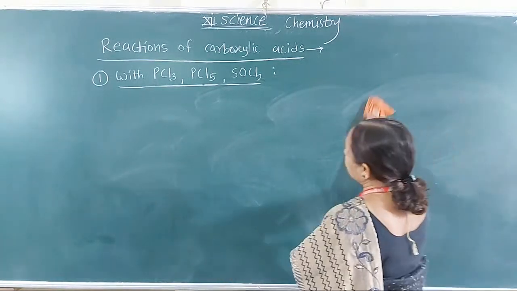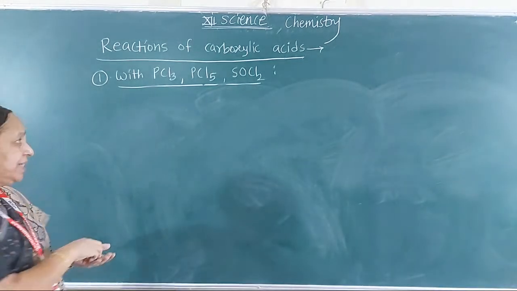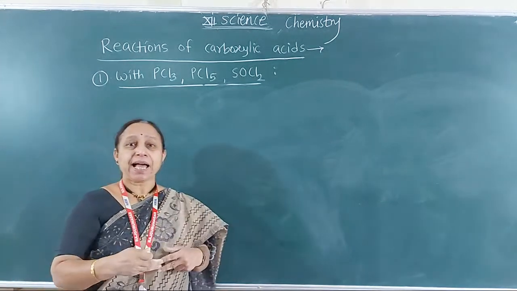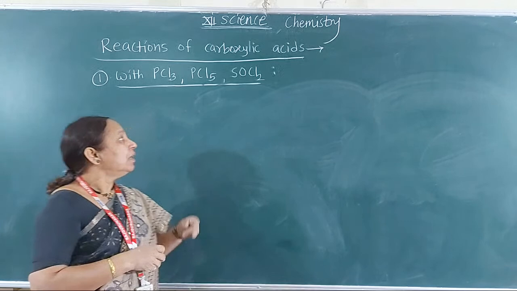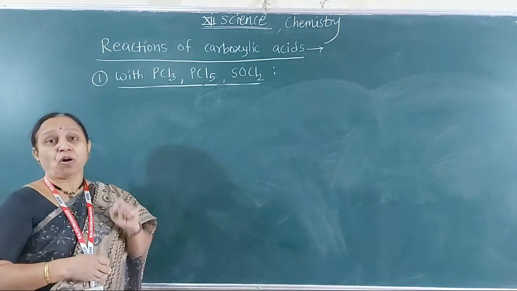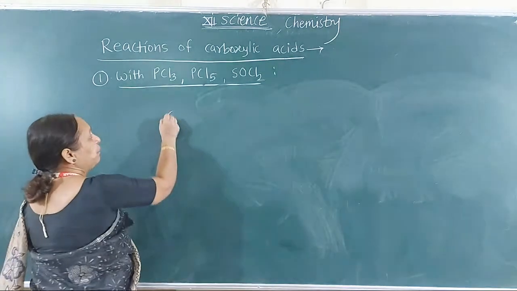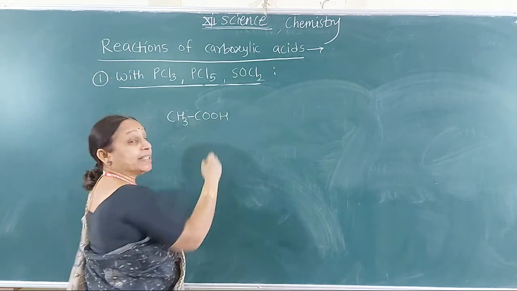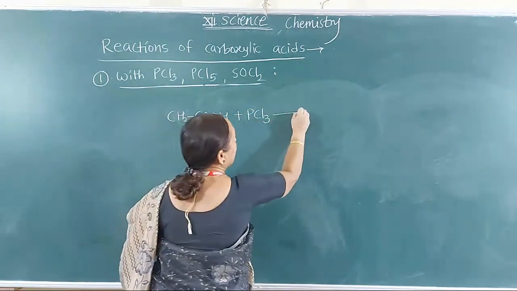Acetic acid is the standard example for these various reactions. So consider reaction with acetic acid. Acetic acid is also known as ethanoic acid. What is the action of phosphorus trichloride on acetic acid? CH3COOH is heated with phosphorus trichloride, PCl3.